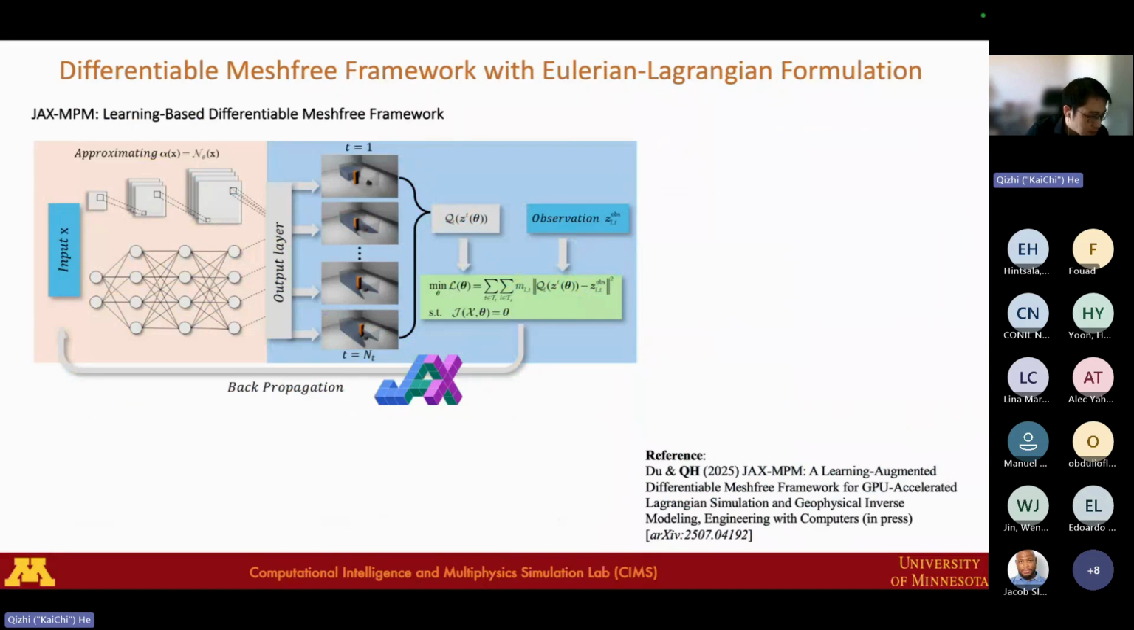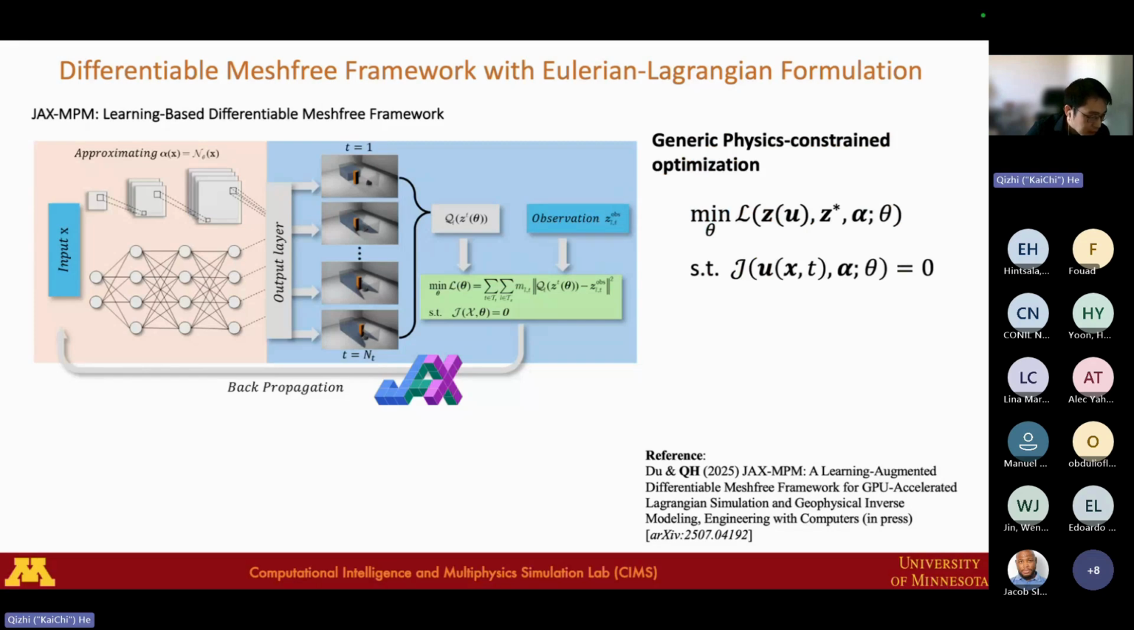Okay, so given the time limits, I will just give a very high level idea. I prepared quite a lot of slides, but I later realized it's only a 30-minute talk. If you still remember, our motivation is to promote our computational framework to challenging geohazard and geophysics problems. So we take a step further and extend our framework by leveraging the so-called Eulerian-Lagrangian formulation, such that we can capture the dynamic behavior much more effectively.